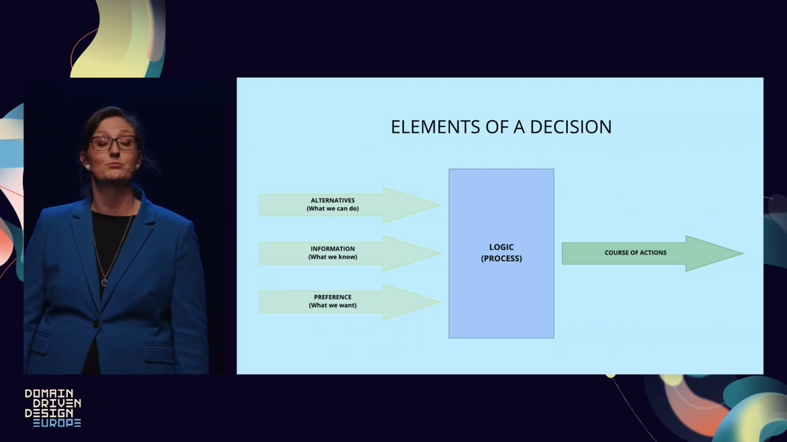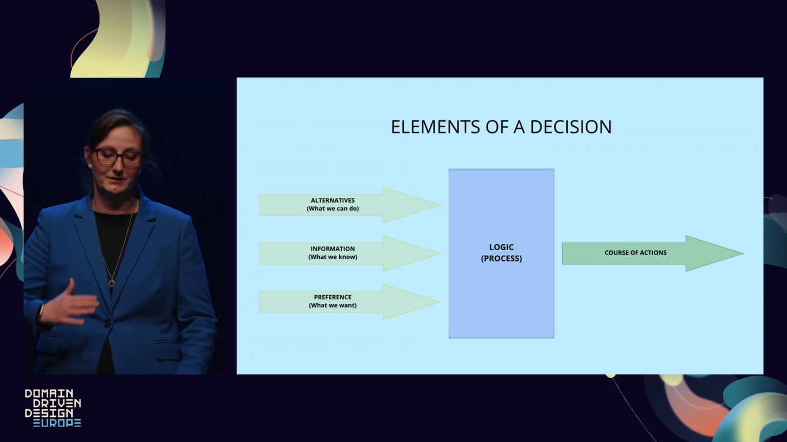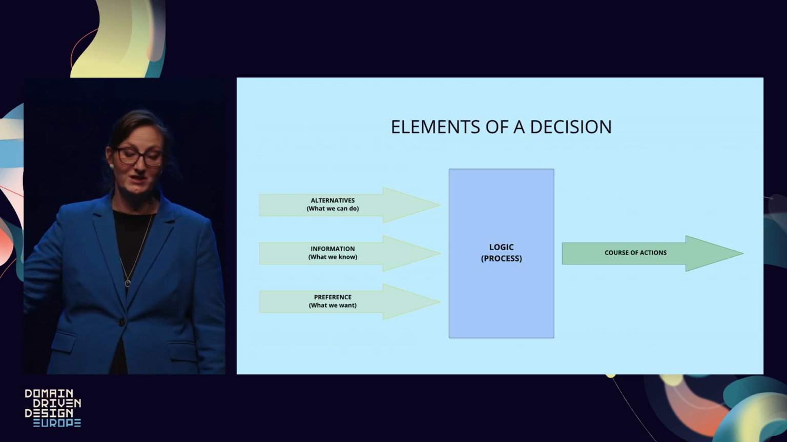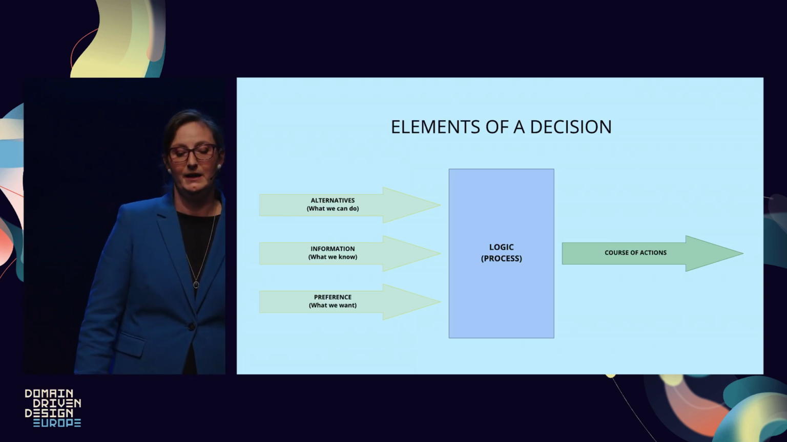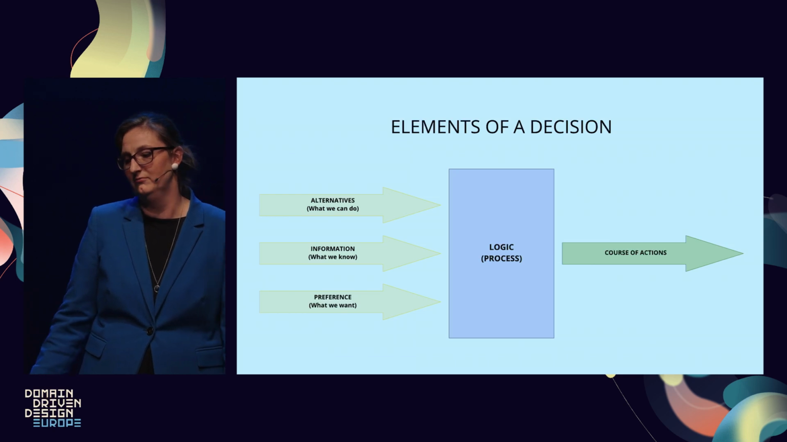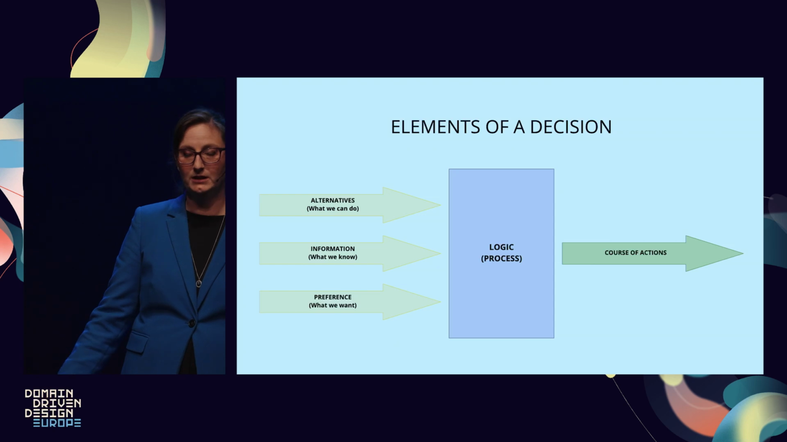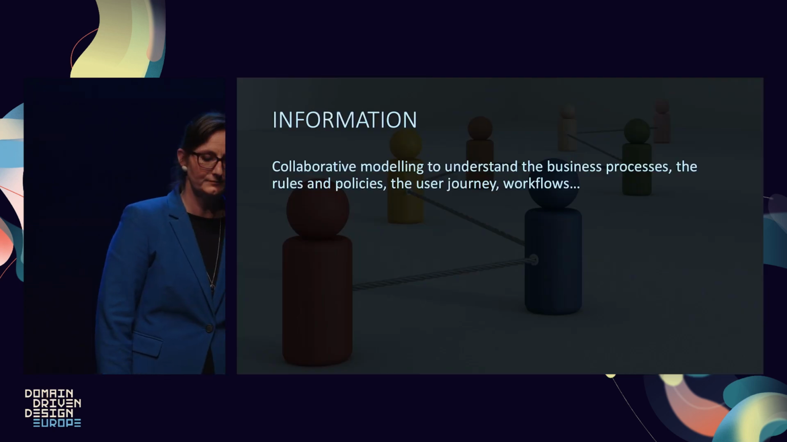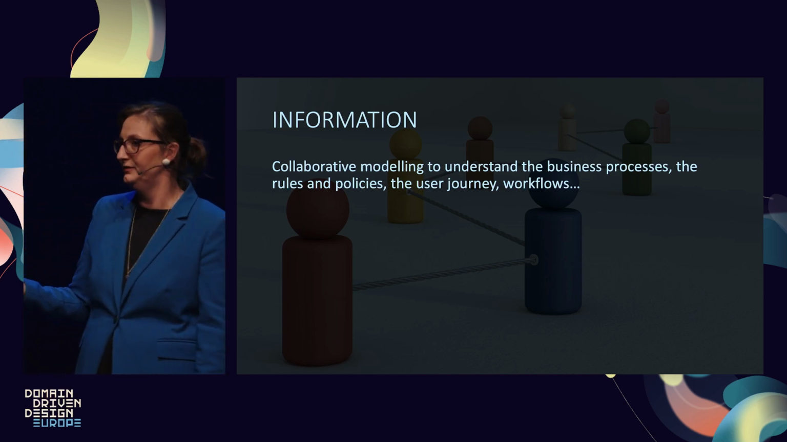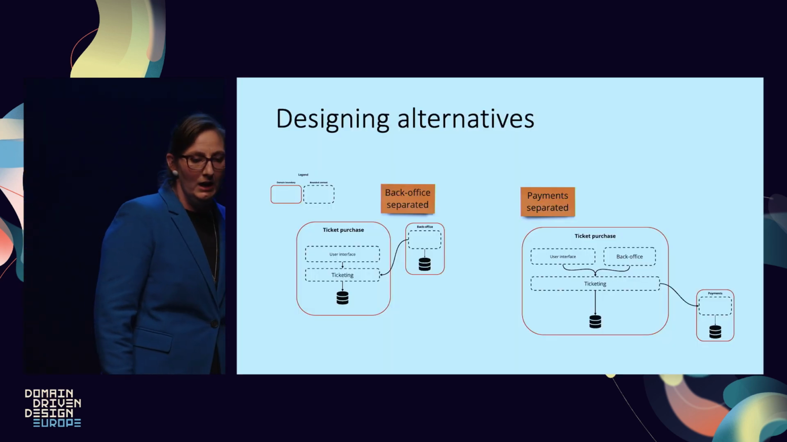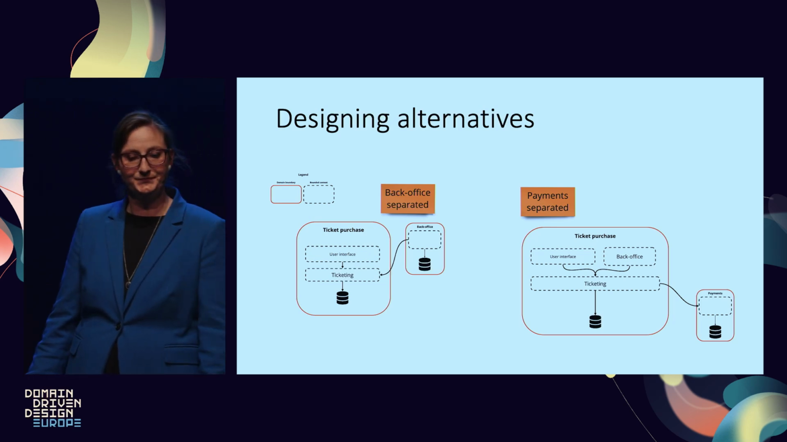So a decision here is a process. It's not a single point of no return, but the process of reaching a conclusion. That is a decision for me. And out of that process comes a course of action, right? We'll do this first, then this, then this, then that. And eventually we will have done that. So information, right? We use collaborative modeling to get that information. And we also use collaborative modeling to design those alternatives.